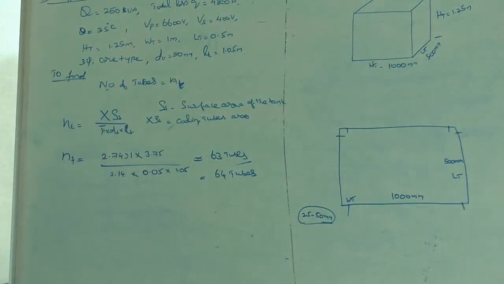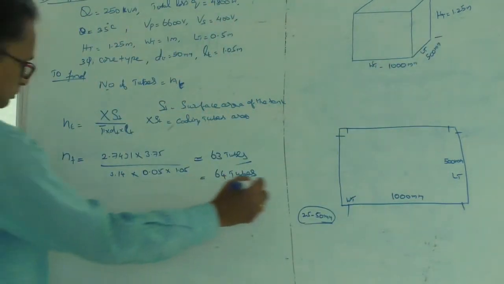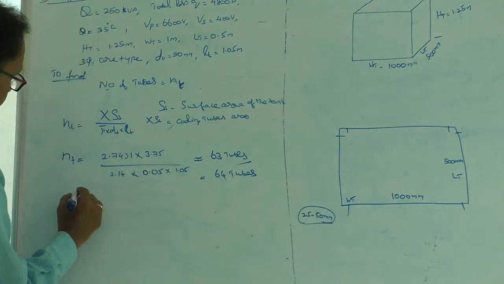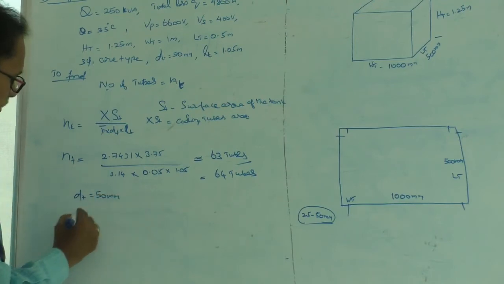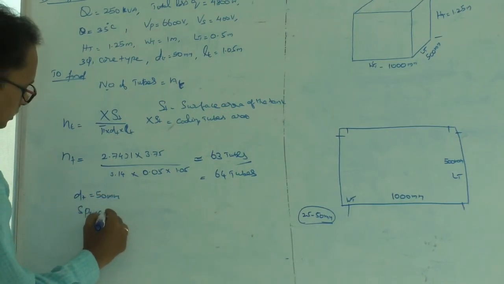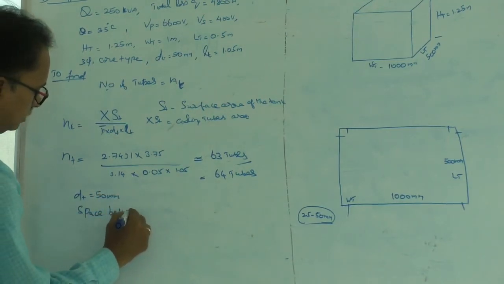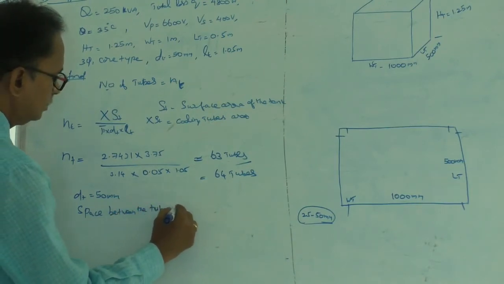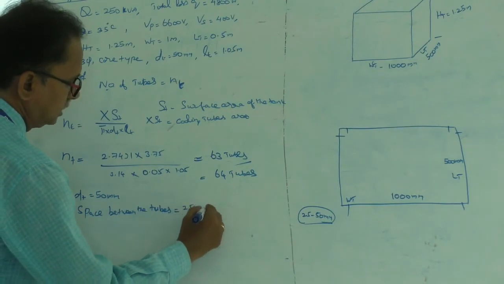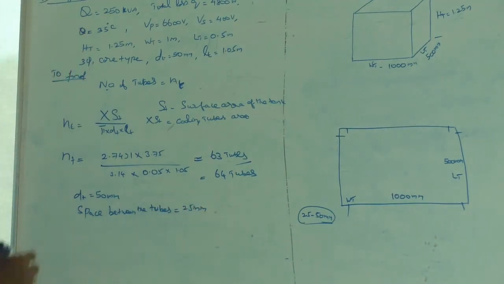Now, how many tubes have to be there? The individual diameter of the tube is 50 mm. The space between the tubes is supposed to be 25 mm. This is constant on one side. So two tubes contain 2 into 50 mm and one space that is equal to 25 mm.